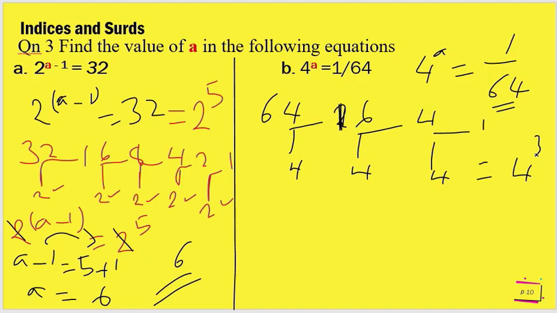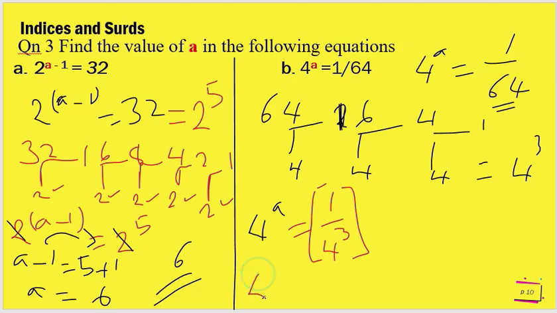Now so we are having 4 power A is equal to 1 over 4 power 3. Now all that we are having here, we can now reciprocate this part here, finding the reciprocal of it.